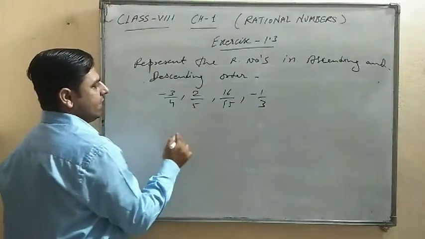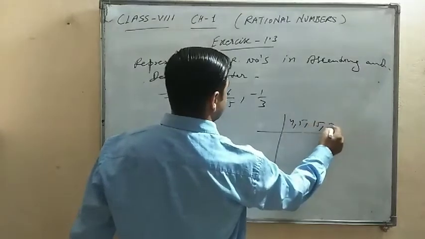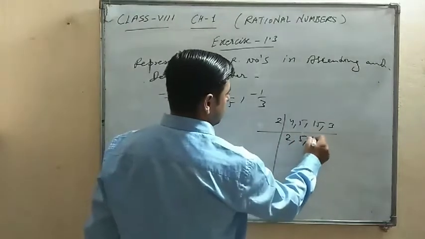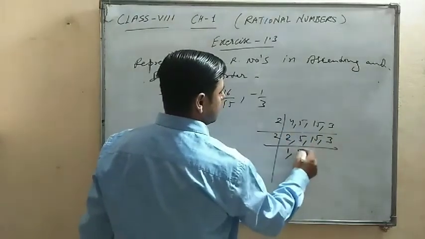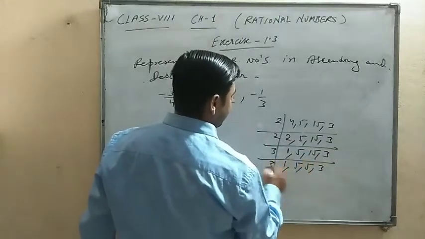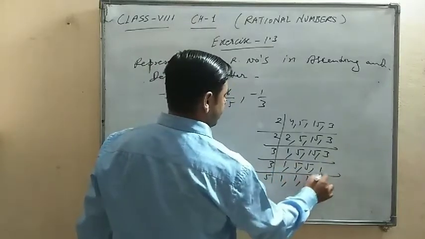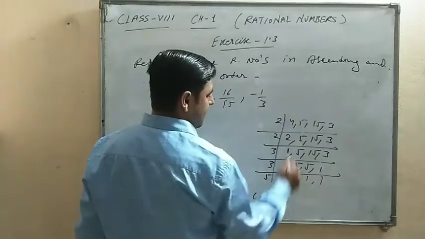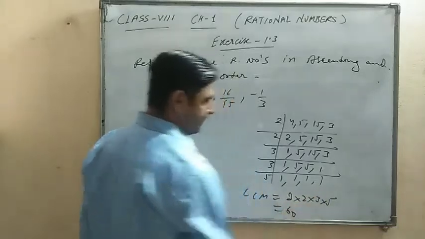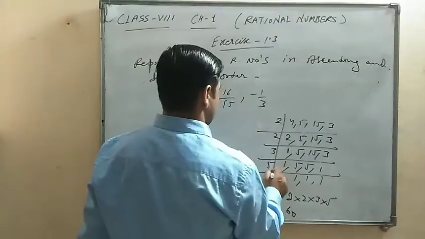So in which firstly we will take the LCM. So the LCM of 4, 5, 15 and 3. So we will start from 2, 2 2s are 4, 2 1s are 2, 3 5s are 15, 3 1s are 3, then 5. So the LCM of these numbers is 2 into 2 into 3 into 5. So the result is 60.